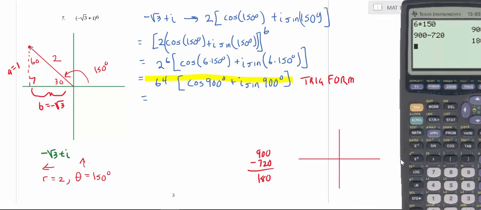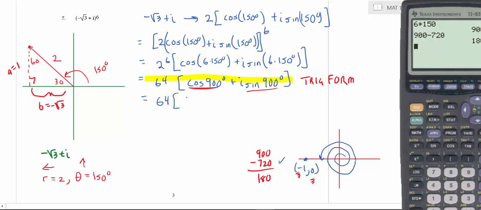I should have been able to do that in my head too. So what you're really doing is 2 laps around the circle, which is the 720, and then 180 more. So for all practical purposes, that's the point on the unit circle. When we do the cosine of 900, that's negative 1. When we do the sine of 900, that's equal to 0. So what we'd have is 64 times negative 1 plus i times 0. So that is 64 times negative 1 plus 0i. So the answer is negative 64 plus 0i.